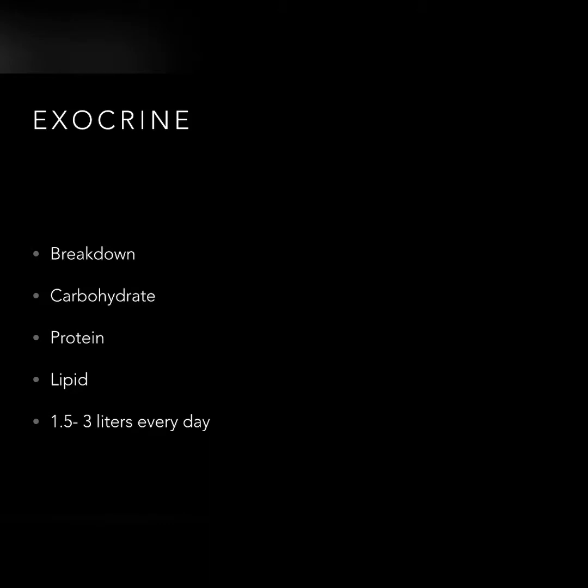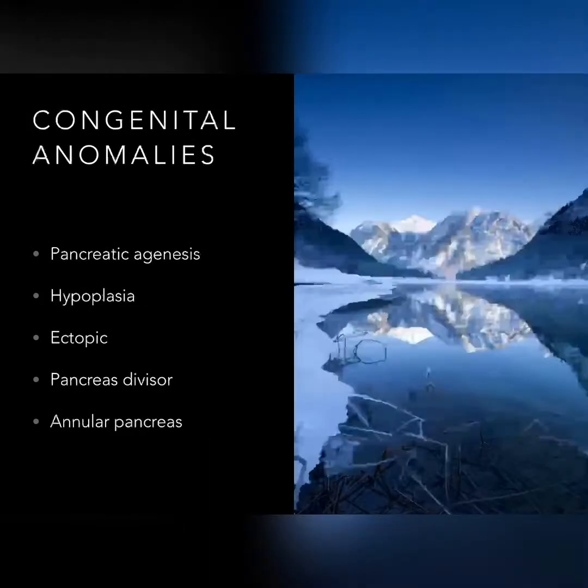About 1.5 to 3 liters of fluid is secreted in our body every day. The exocrine function makes up 80 to 85% of our pancreas and is made of numerous small glands called the acini. We have talked briefly about the anatomical location and the function of our pancreas.